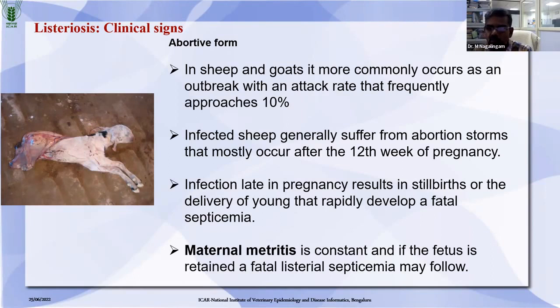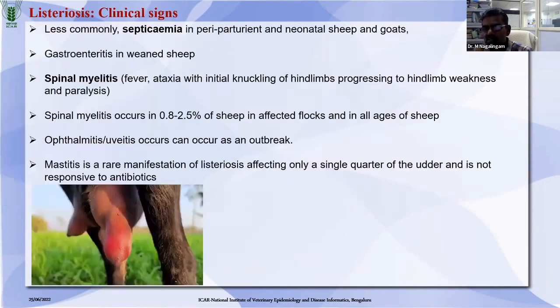Whereas if you compare brucellosis and others, the possibilities for metritis are very minimal. Whereas here, maternal metritis is observed. When you come to the septicemic form, it occurs in periparturient as well as neonatal sheep and goats, as we already discussed. It occurs in very young lambs. It occurs much less commonly when we compare it with the abortive form as well as the encephalitic form. And gastroenteritis in weaned sheep also occurs.